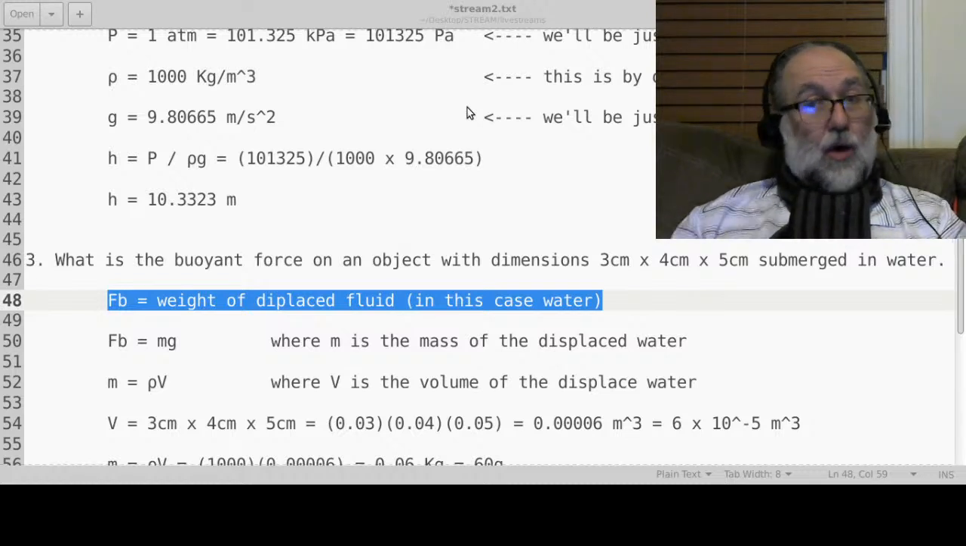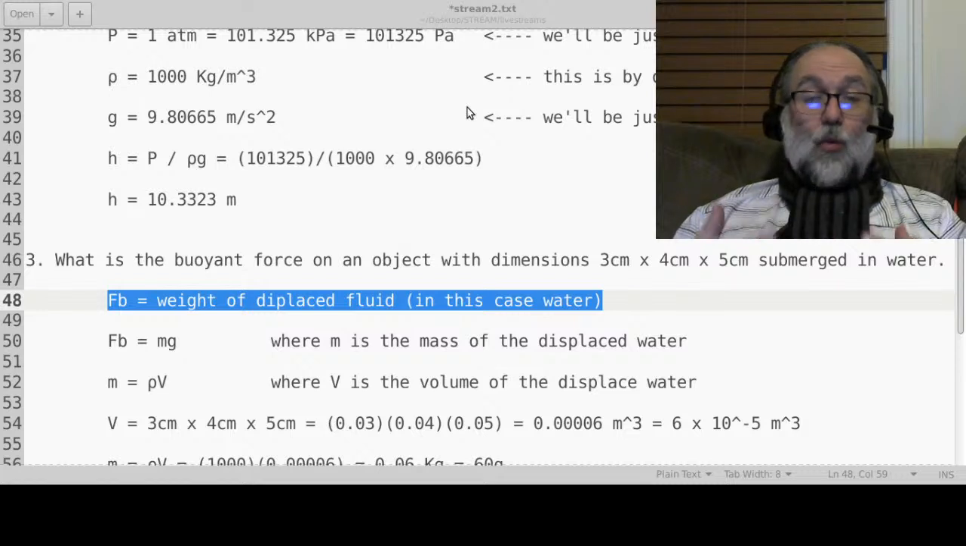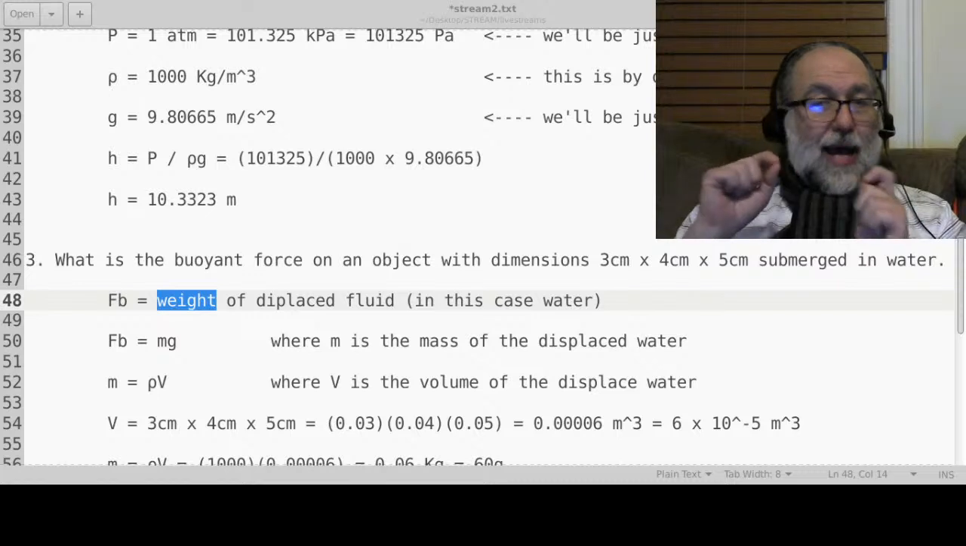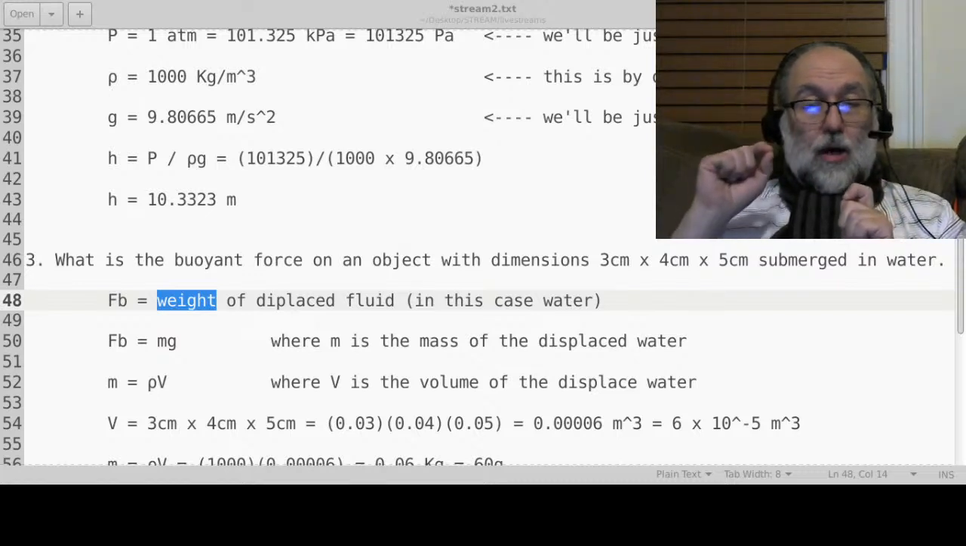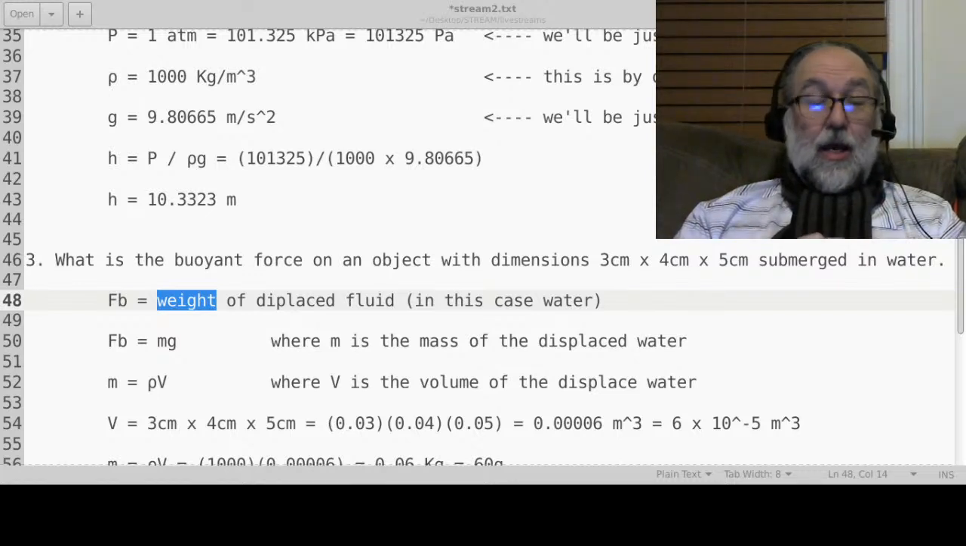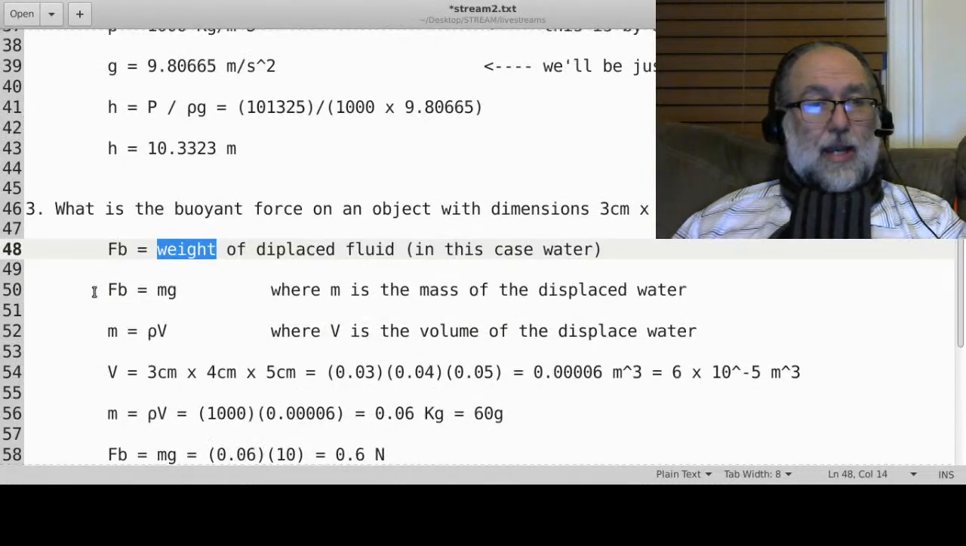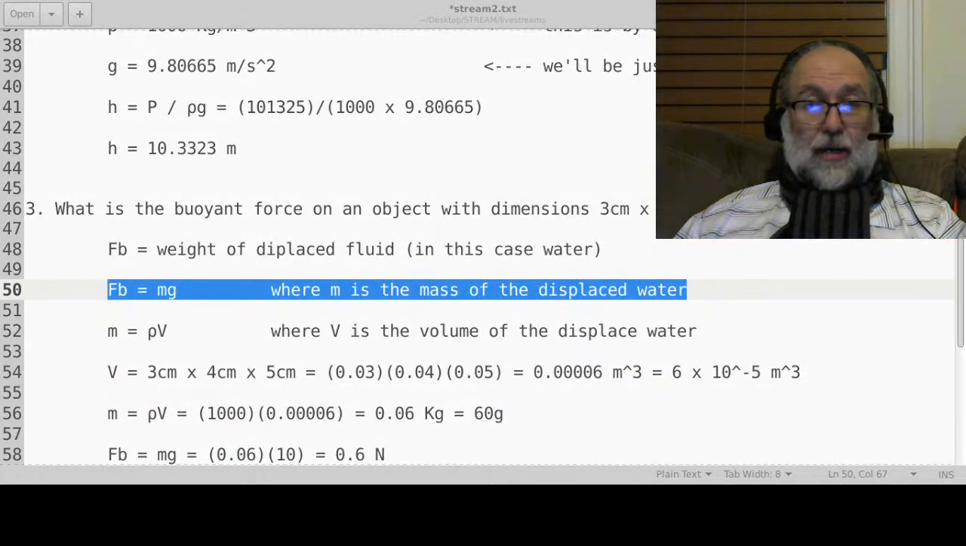Okay, and so you could say, well, how much fluid got pushed aside? What does it weigh? That weight is actually the buoyant force. So the buoyant force is a weight. Now, don't confuse weight and mass. Remember from last semester, the mass is how much substance there is. The weight is the force of gravity. So it's basically the force of gravity on that displaced fluid, and you calculate that by mg. So the buoyant force is going to equal mg.